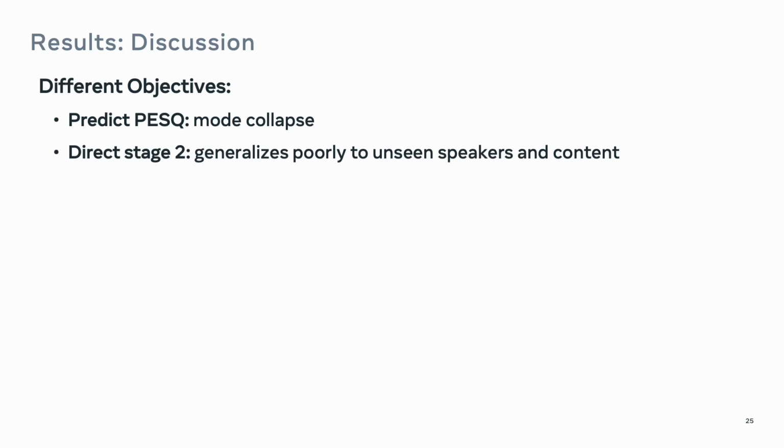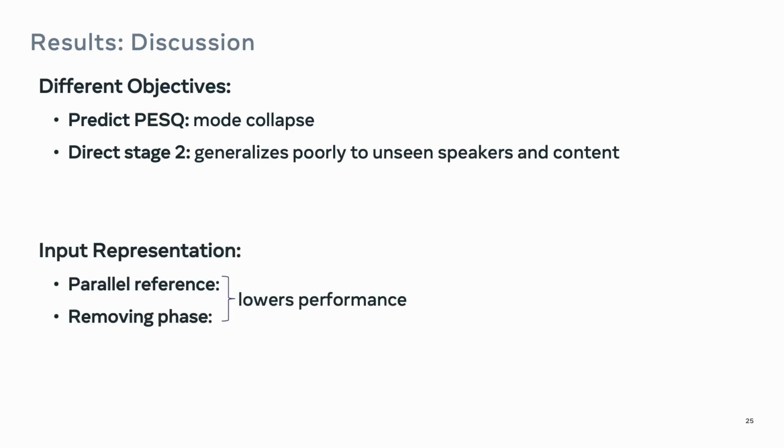In the second scenario, we train another model without stage 1, that is without enforcing content invariance, and see that the model generalizes poorly to unseen speakers and content. This further suggests the usefulness of our pairwise preference strategy and our two-stage approach.